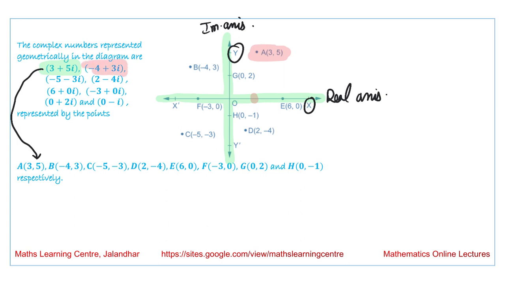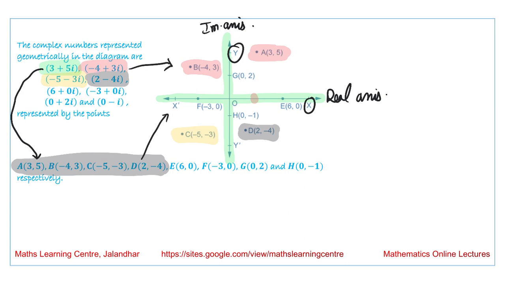Next is minus 4 plus 3 iota. This is the point B. Then the next point we have is minus 5 minus 3 iota. This is the point minus 5 minus 3 iota. The next point we have is 2 minus 4 iota. This is the point 2 minus 4 iota. So these are just the points corresponding to these ordered pairs: (3, 5), (minus 4, 3), and so on. As we were drawing in the xy plane, similarly we are drawing here in the Argand plane or the complex plane. So this is a kind of representation for complex numbers.